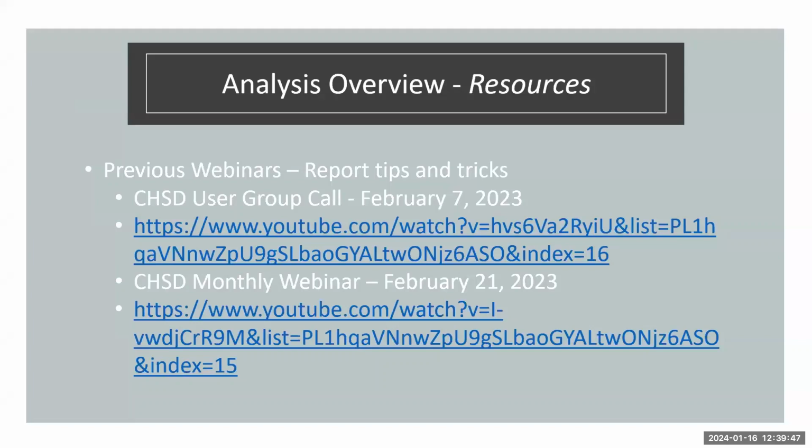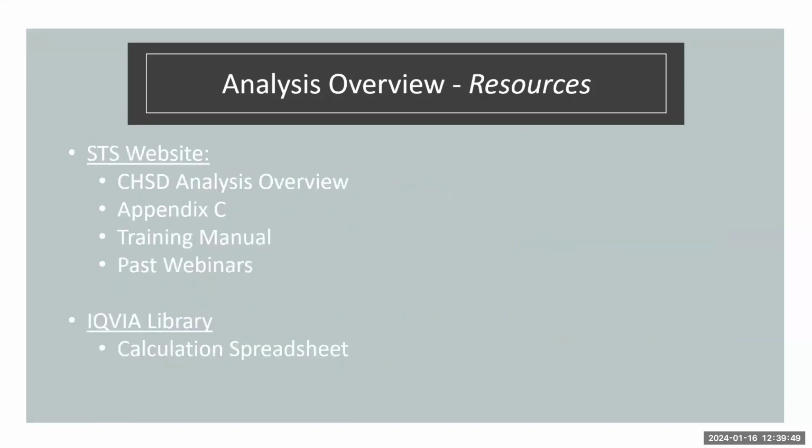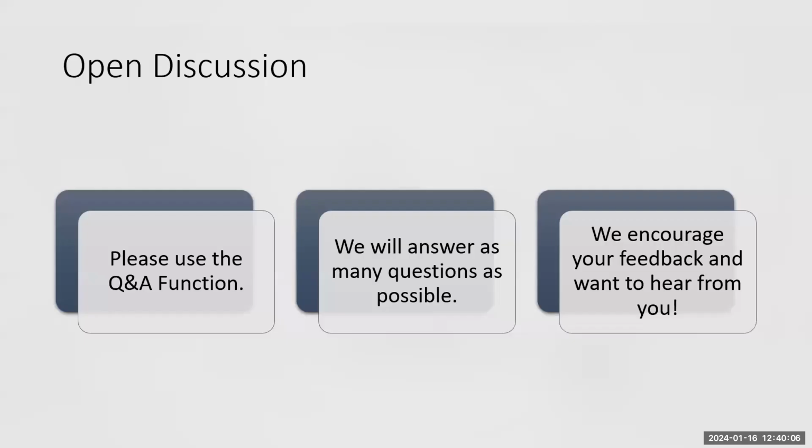And then the final slide, I believe, is just a list of all of the resources that might be helpful when going through your report. So on the website: the analysis overview, Appendix C, which has the old and new scores, the training manual, of course, past webinars, and then in the IQVIA library, the calculation spreadsheet. I think that covers that.